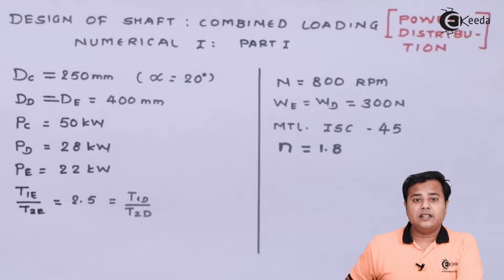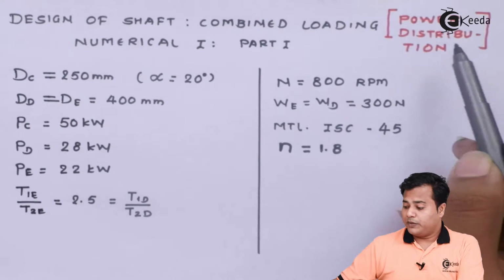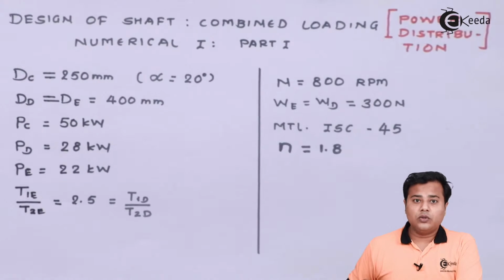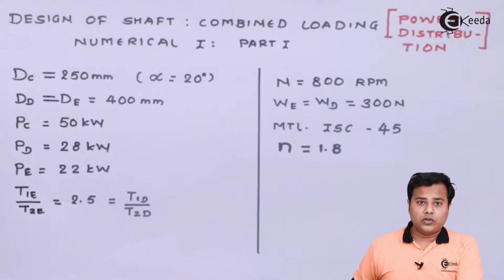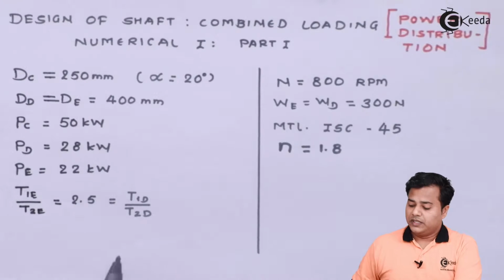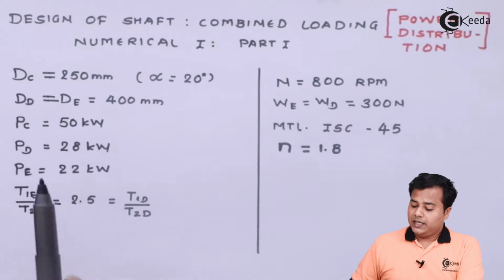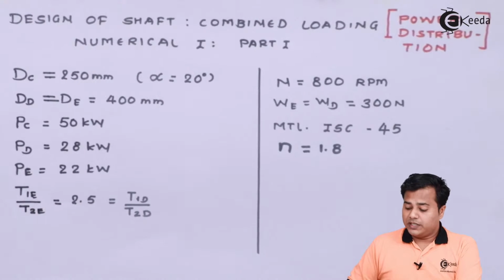So friends, you can see in the screen the given problem. It says that, of course, we already have seen that power distribution shafts do undergo combined loading. The data is given for us. Of course, the diagram is already provided to us, that you can see in the last session, in the formula session. You can see the diameter at pulley C. For your reference, let me show you the diagram also.